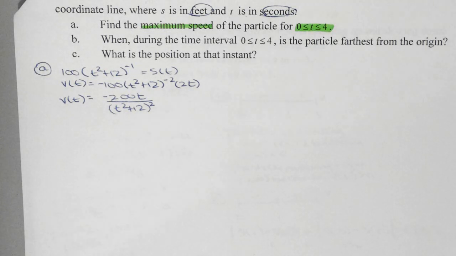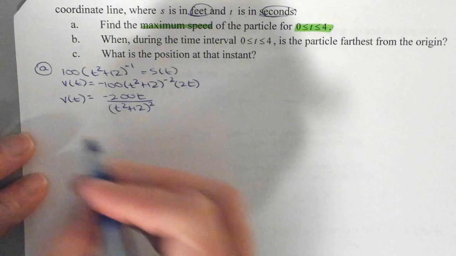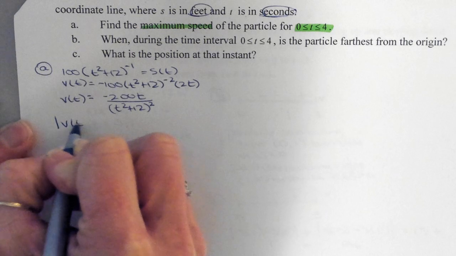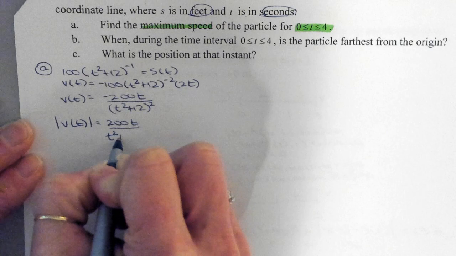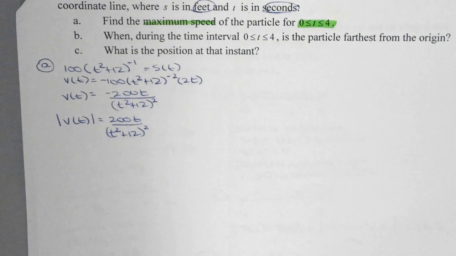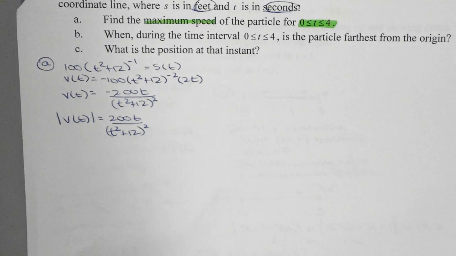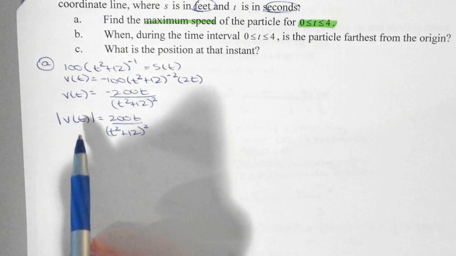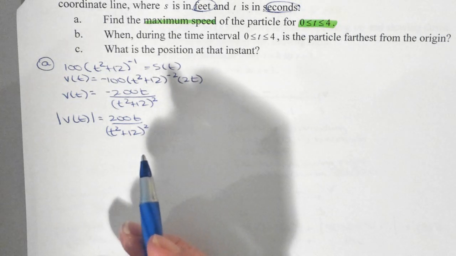Now, what do I do to get the speed? What is the absolute value doing? Well, all the negatives that are on the outside go away. If there was a negative on the inside, could I get rid of it? No, but there's not. So now we have the absolute value of our velocity, which is just 200t over t squared plus 12 squared. Everybody okay? This is our speed. If we want max and min, we need critical numbers from the derivative. That means we now need to take the derivative of this. In this case we just want the maximum, but we're going to take the derivative.